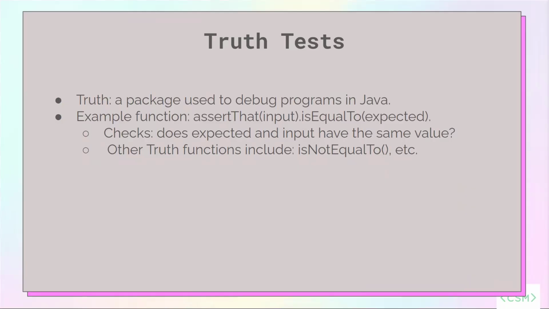And another really important truth test function is not equal to as well. This is useful because you want to make sure something is not equal to something that you don't want it equal to.